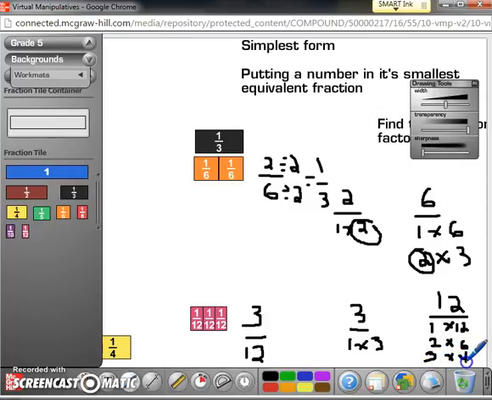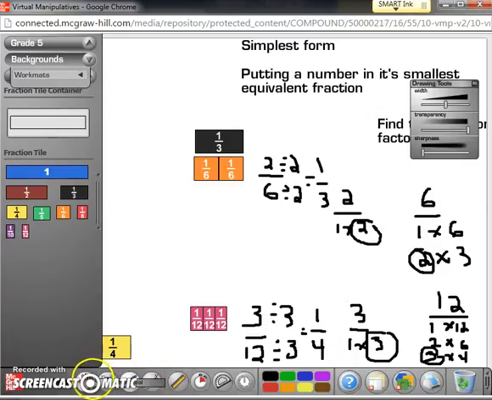And with that, I know that my common factor is 3, and I divide this by my common factor, which is 3, and that would come out to be 3 divided by 3 is 1, 12 divided by 3 is 4. That would come out to 1/4.